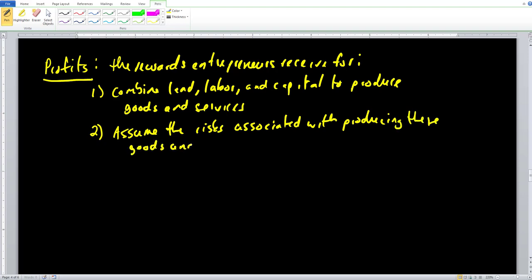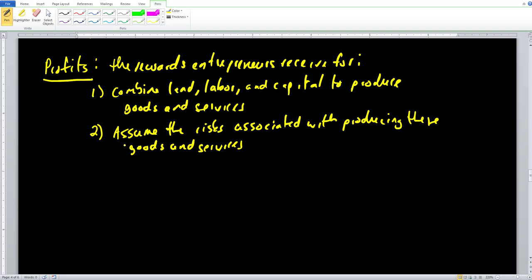So even if they have the right mixture of factors of production, there is no guarantee that it is something that we as consumers would want, so they have to bear the burden of the risk there. There's a very high chance that their project or investment can turn into a failure. So essentially, these are the twofold objectives of any entrepreneur. They have to combine the factors of production and assume the risks.